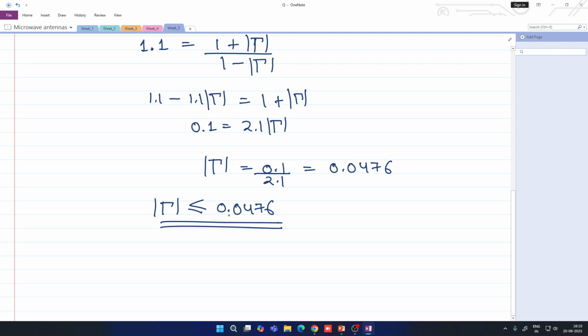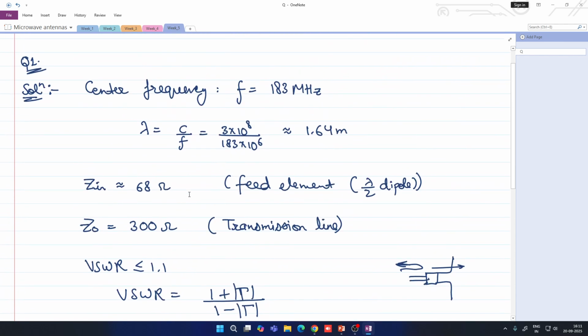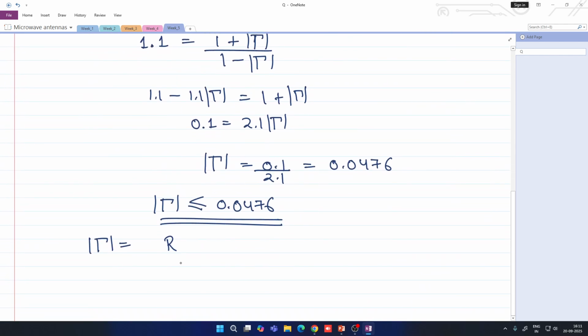Now in the problem we have to find the minimum Zin, and we know how the characteristic impedance of a transmission line and load impedance are related with the reflection coefficient. So gamma is equal to, since it is real here, writing Zin as R in, R in minus Z0, the characteristic impedance of the line, over R in plus Z0. So that has to be less than or equal to 0.0476.